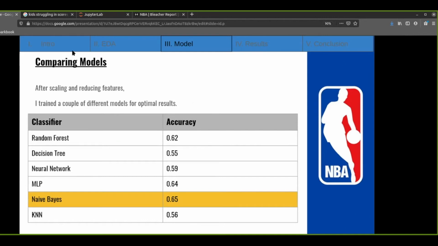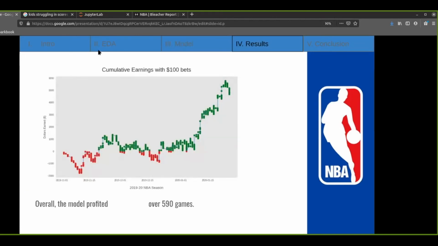So for this experiment, I placed $100 bets on each game based on the model's predictions. And when it predicted true, we bet on the home team. And when it predicted false, we bet on the away team. And over the course of the season, our model ultimately profited $4,795 over 590 games. And that's making back, on average, $8.12 per $100 invested.